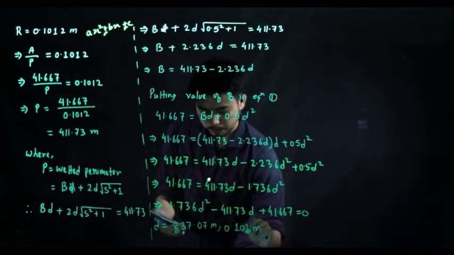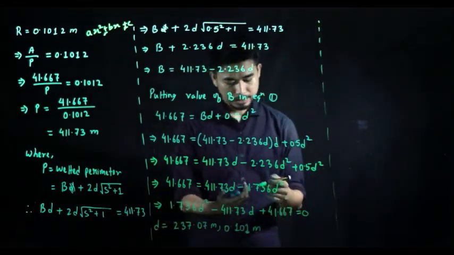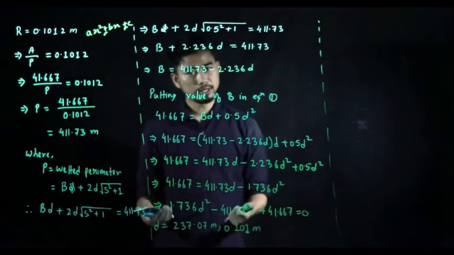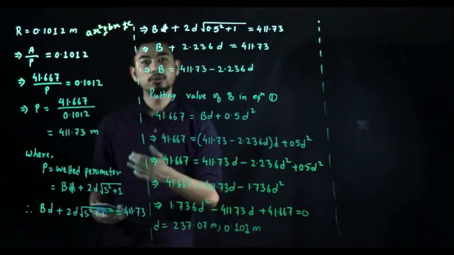Let's write up to 3 decimals, 0.101 meter. So we have got two values of D. Why? Because it was a quadratic equation and we are supposed to get two values. Now, out of these two values, which one are you going to choose?